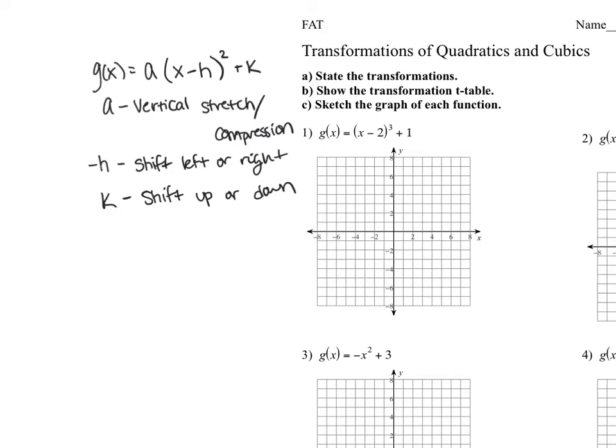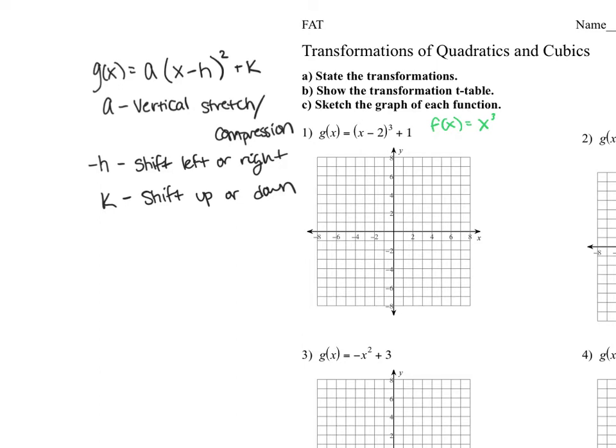It's going to be up to us to determine how this is being shifted and where it's going. In order to do that, we're going to need to know our parent functions. So if we take a look at problem 1, g of x, we can see that there's a cube right here. So the parent function is x cubed.